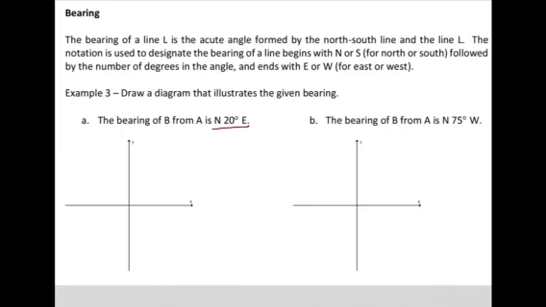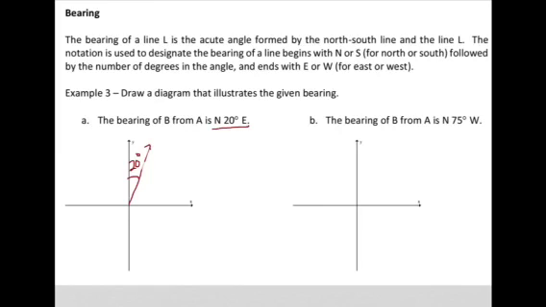So what that ends up looking like, let me try that again. There we go. So here we have a 20-degree angle. So that's how you would do that.